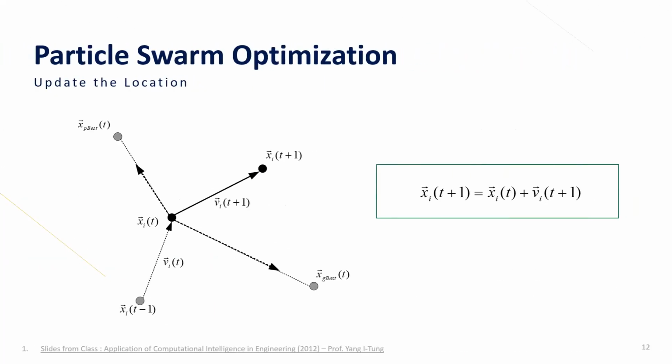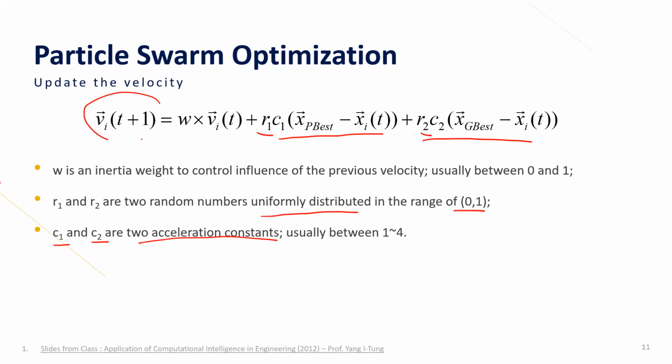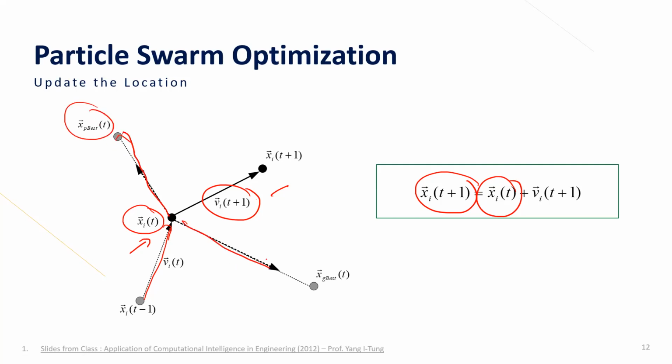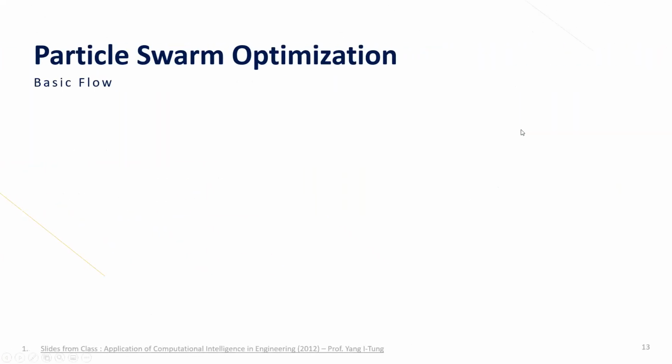Okay. So after you calculate this Vi, you will need to update the location now. So the next location, x at t plus 1, is equal to the current location plus the next velocity. So let's say the initial velocity is going toward here, but you know that there is, how to say, influence to go to personal best, or there is influence to go to global best. So finally, combining these three factors, you have another direction here, something like that.